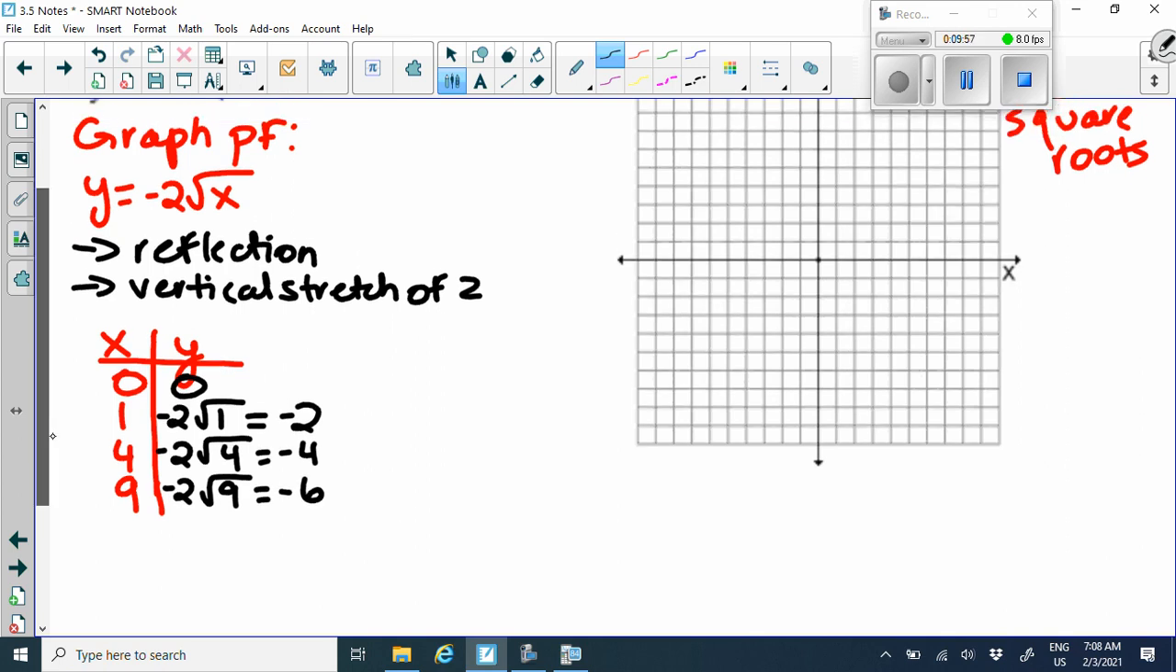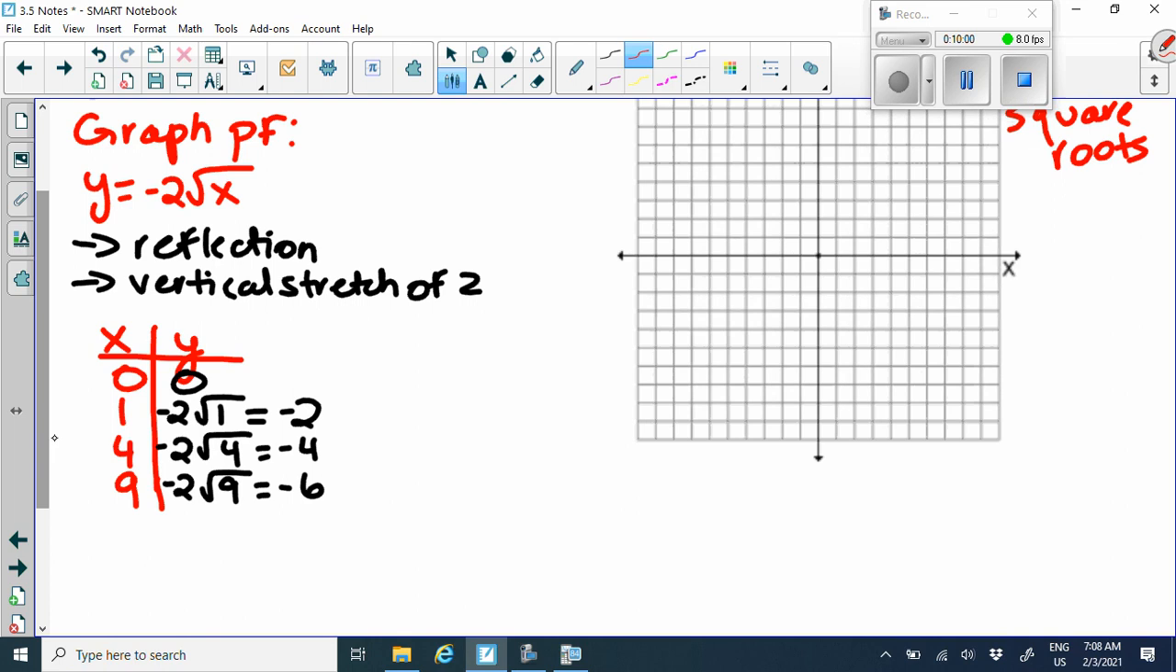Okay? So let's go ahead and plot those points. We have 0, 0, 1, -2, and then 4, -4, and then 9, -6. Now, because we are going to be graphing multiple graphs, you will need to create a legend. So knowing that our dot is going to be the parent function, or you can use different colors, that might help as well. And then our straight line is going to be our original function.